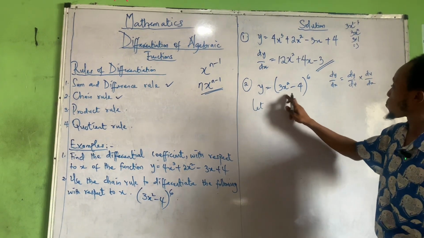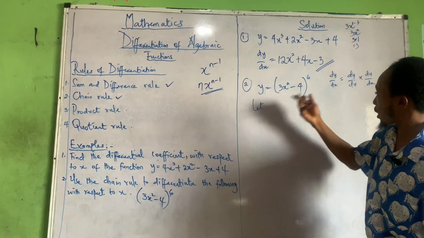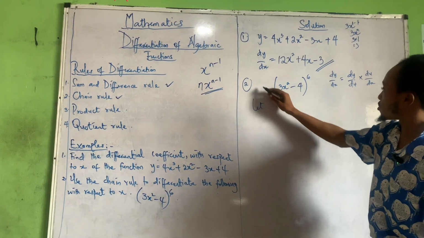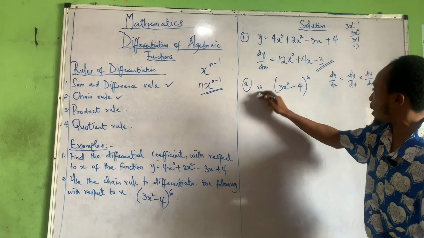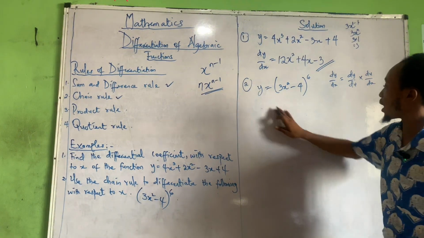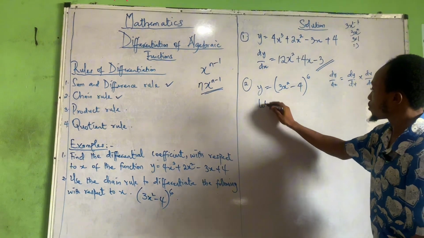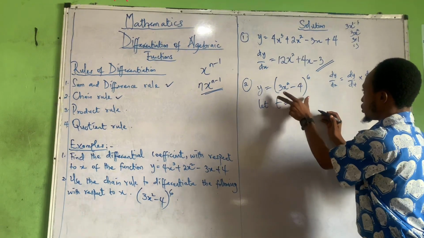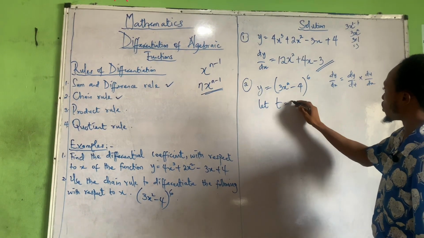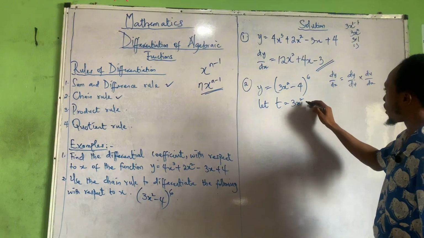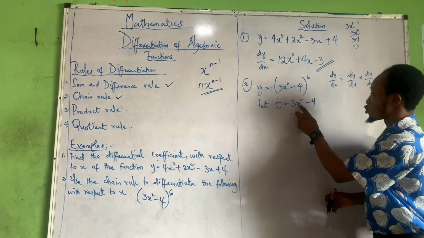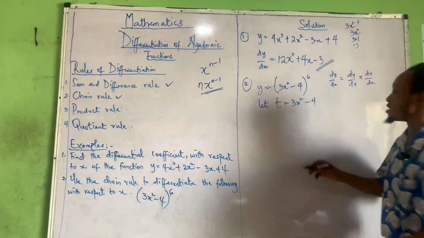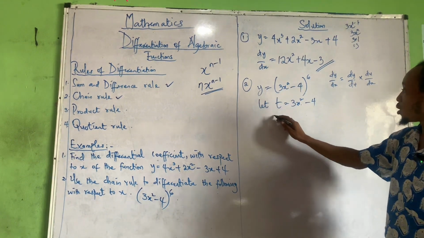Alright, so the first thing is you let, since the function is already y equals this, you can let t equal this alone. So if t is this alone, that will be 3x squared minus 4. So t is just this. Now t is this, so our new y will now be what?